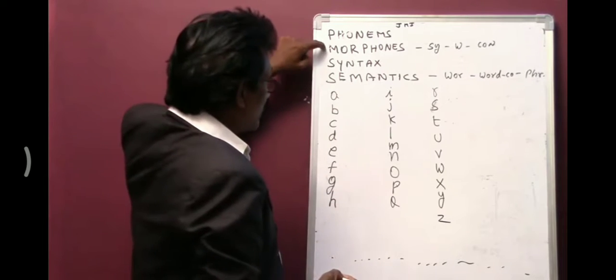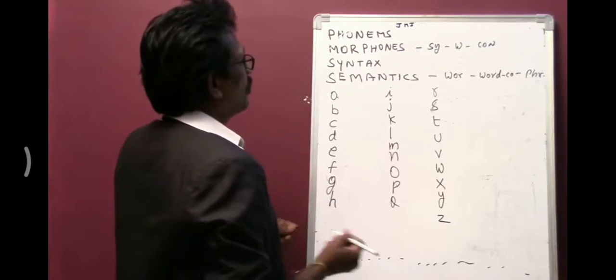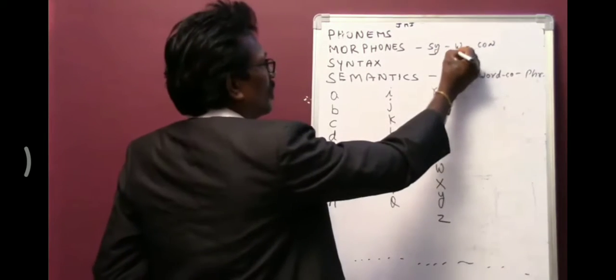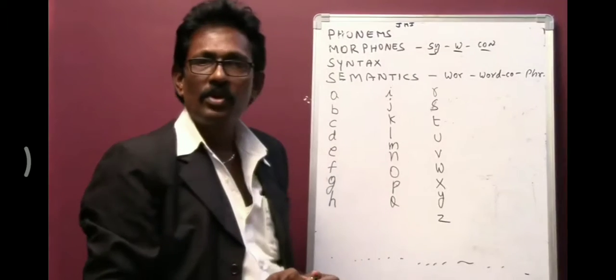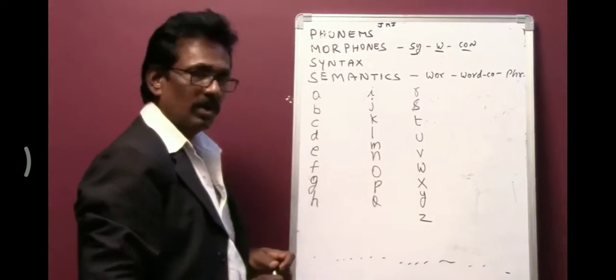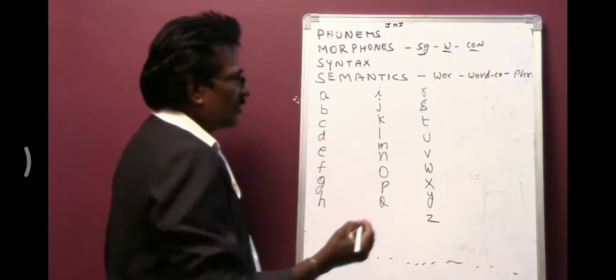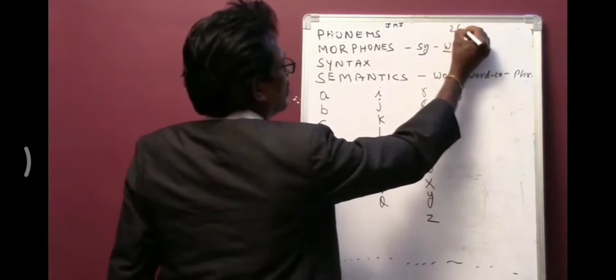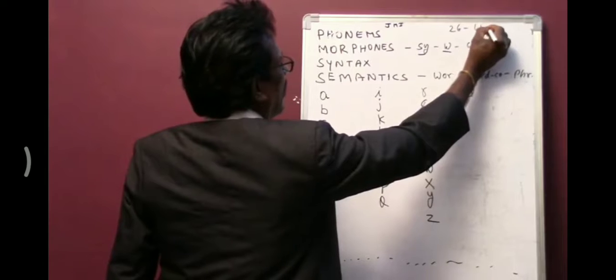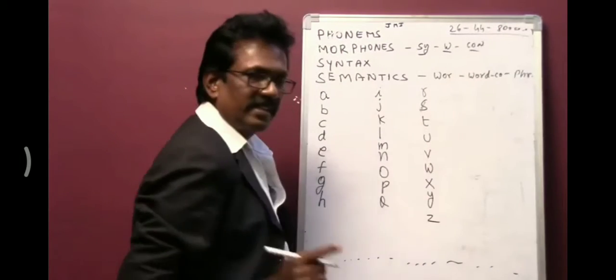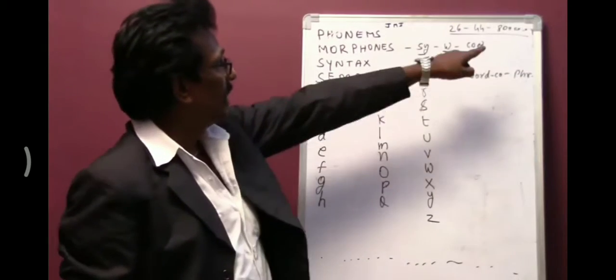Now let us discuss these two points, morphemes. Morphemes are the study of syllables, words and word context. The meaning of word context. How to form a syllable? So in English there are 26 letters and 44 sounds with 8 lakh words.